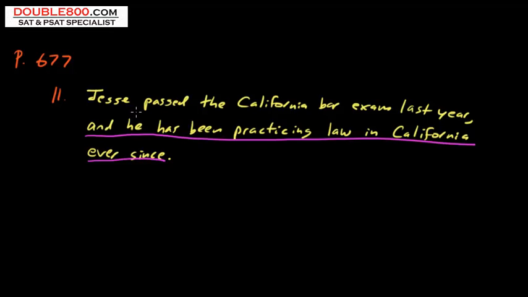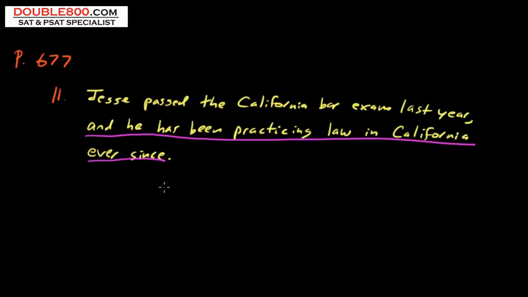So we have two independent clauses. First part, Jesse passed the California bar exam. Subject, active voice, and he passed the California bar exam. That is a complete sentence, it's an independent clause. Now, I've told you this again and again. Your first instinct, if you're ever linking two independent clauses, you need a conjunction, and the conjunction you're always going to use is going to be an and, unless there's something to indicate otherwise.